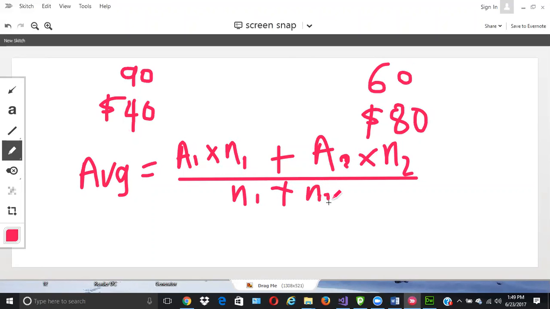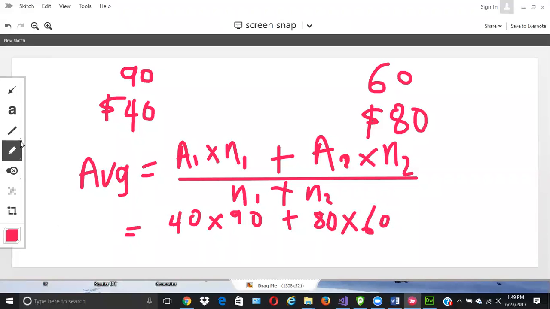Now, if you plug in these values, A1 is the average price of the first group, 40, times N1, which is 90, plus A2, which is the average price of the second group, 80, times the number of items in the second group, N2, 60. If you divide that by the total number of items, N1 plus N2, 90 plus 60, or 150, you'll get the average price if the items are sold at the highest possible prices in each group. So divided by 150.